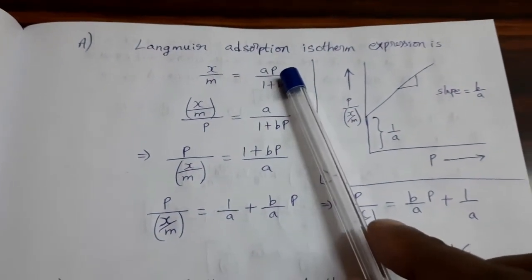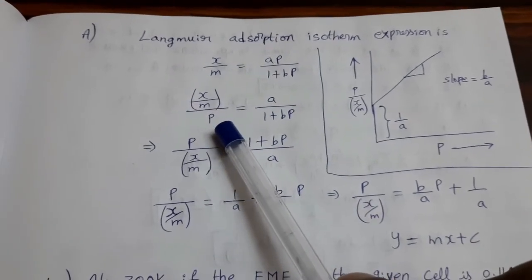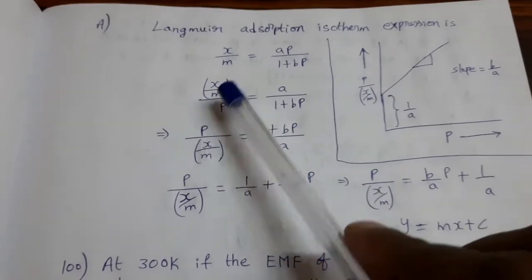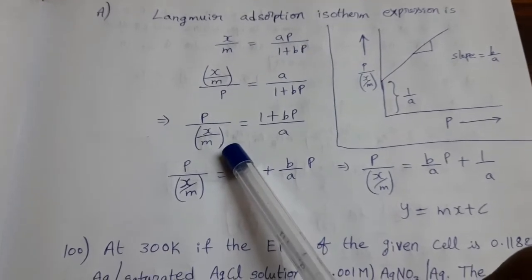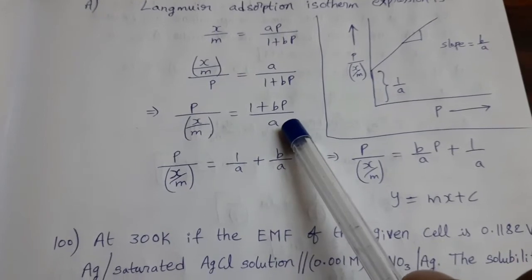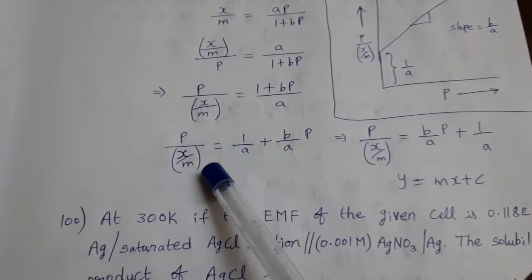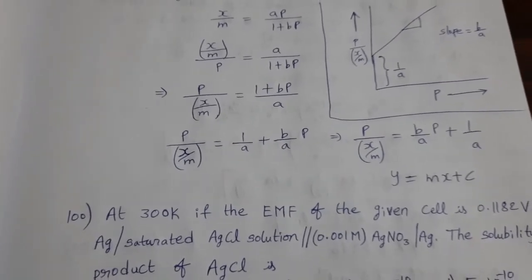Now this pressure term, if we bring to the left hand side, we get X by m divided by P equal to A divided by 1 plus BP. Reverse this term, then we get P divided by X by m equal to 1 plus BP by A. From this we can write pressure P divided by X by m equal to 1 by A plus B by A into P.